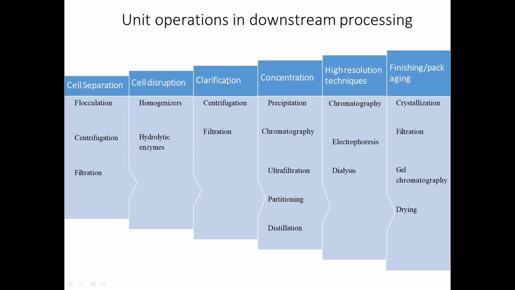अगर आप cell clarification करना चाहते हो, then go for centrifugation and filtration. If you are going to do concentration, then you can go for precipitation, chromatography, ultrafiltration, partitioning, distillation also possible. And some high resolution techniques are chromatography, electrophoresis, dialysis. And finishing and packaging involves crystallization, filtration, gel chromatography, drying.